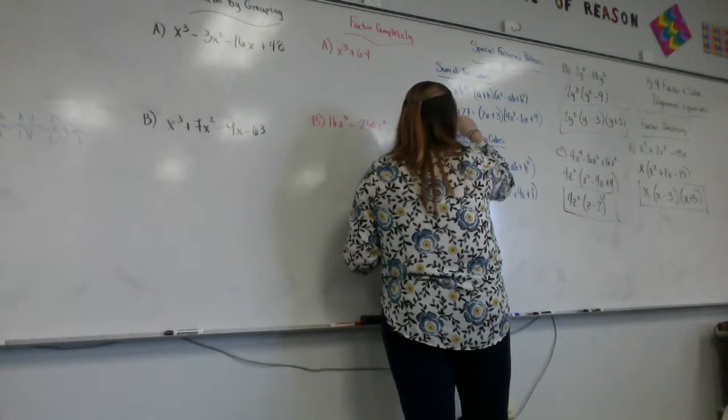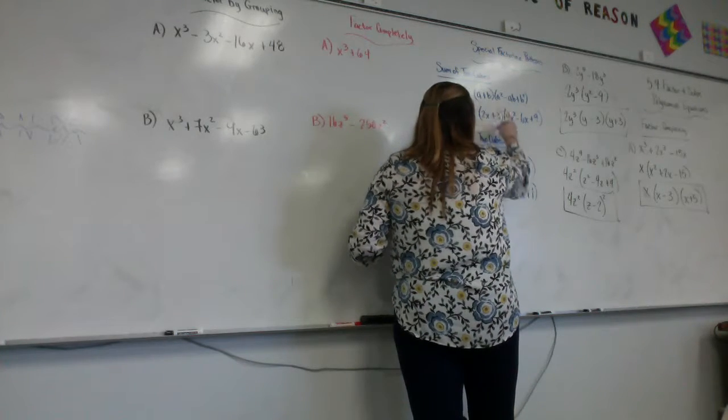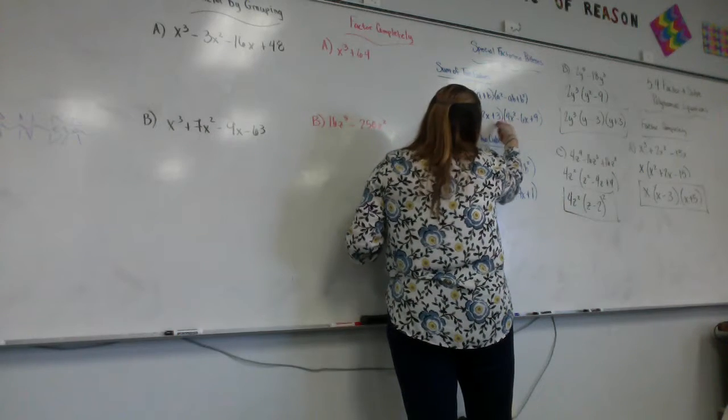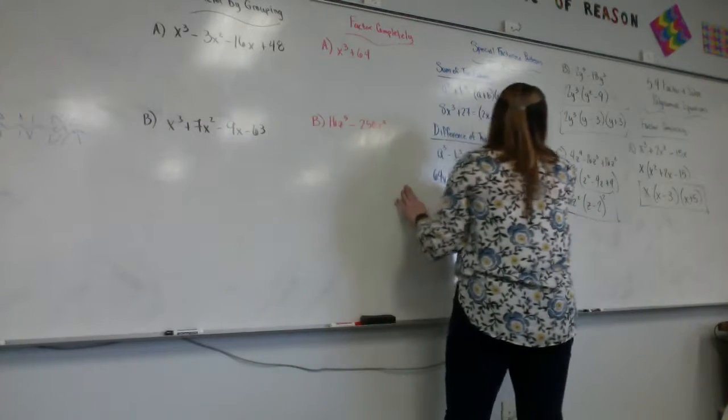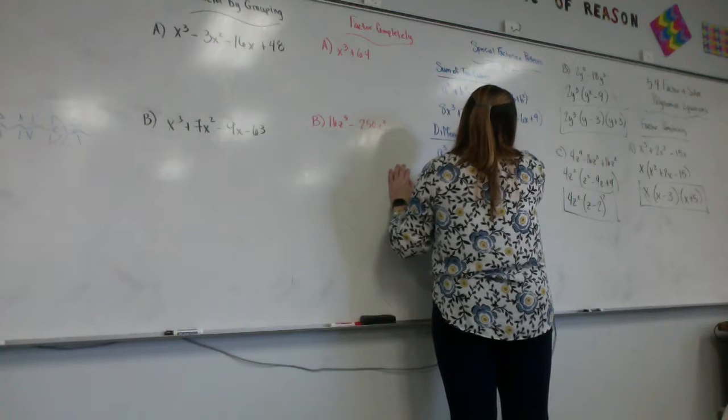The cube root of x cubed is x. That's what goes in that A spot. Now the B spot is the cube root of 27. The cube root of 27 is 3. This spot here is this squared, 2x squared.